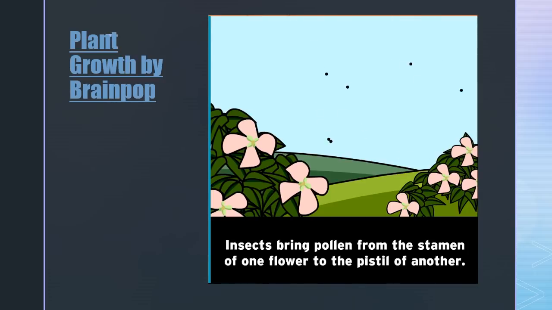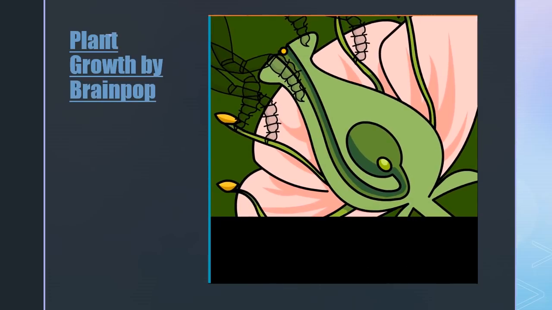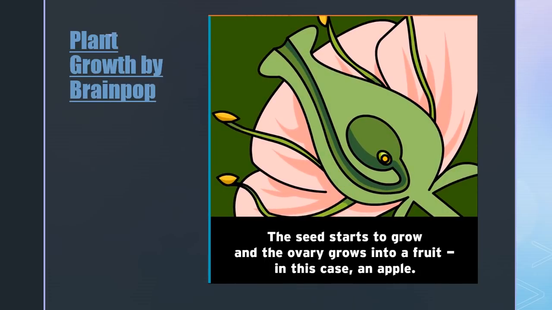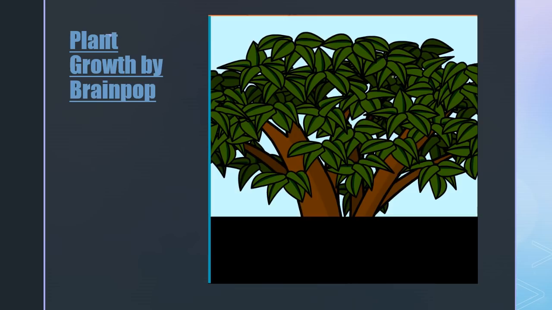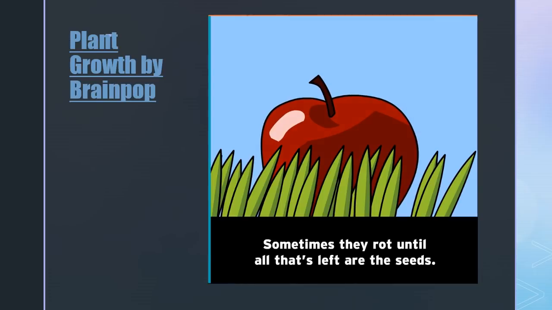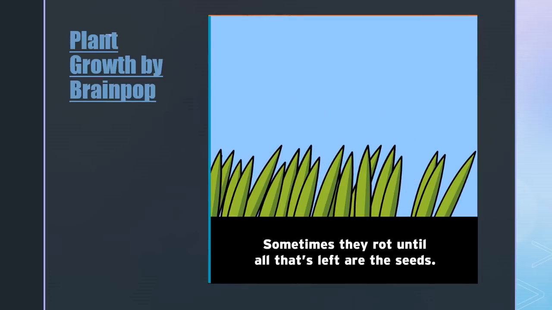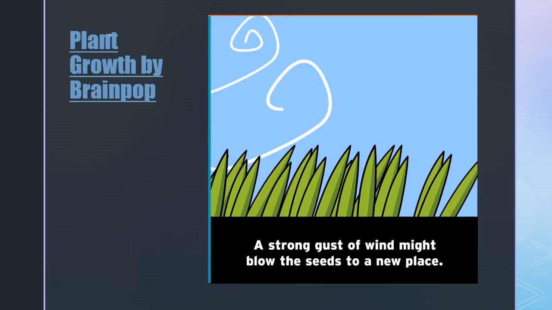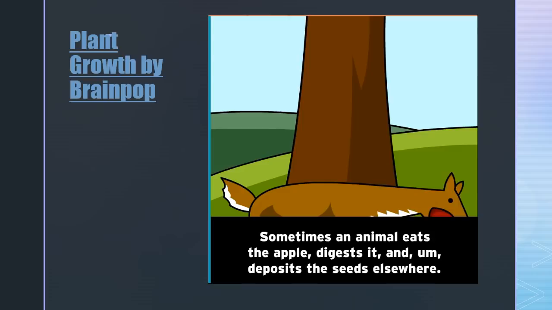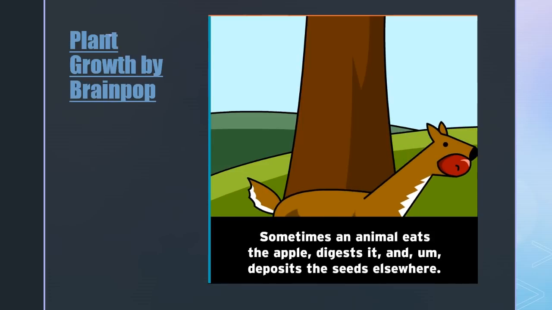Insects bring pollen from the stamen of one flower to the pistil of another. Male sex cells fertilize the plant egg. The seed starts to grow, and the ovary grows into a fruit, in this case, an apple. Those apples get ripe and fall off the tree. Sometimes they rot until all that's left are the seeds. A strong gust of wind might blow the seeds to a new place. Sometimes an animal eats the apple, digests it, and deposits the seeds elsewhere.